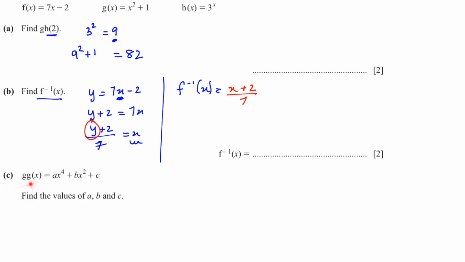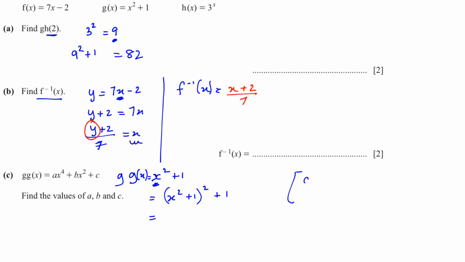In C, we have to find gg of x, and we have to show that it is equal to the equation they gave us, and we have to find a, b, and c. So what is g of x? This is x squared plus 1. That is what we are going to put in. So you have g of x as x squared plus 1. And now replace this, because you want g of g of x. Replace the x with x squared plus 1. The square will be out. We have to expand this bracket.